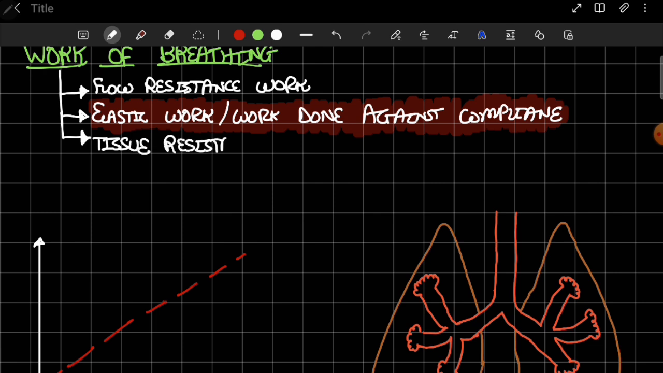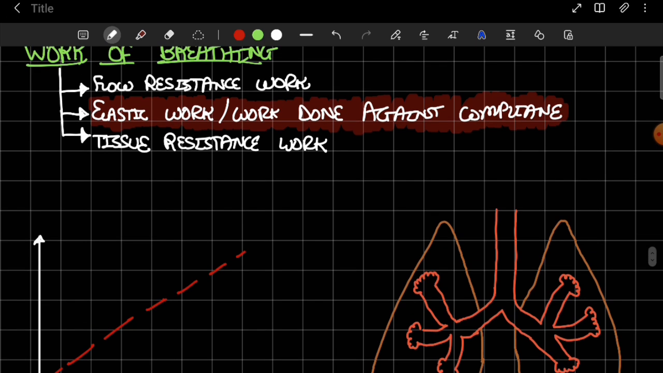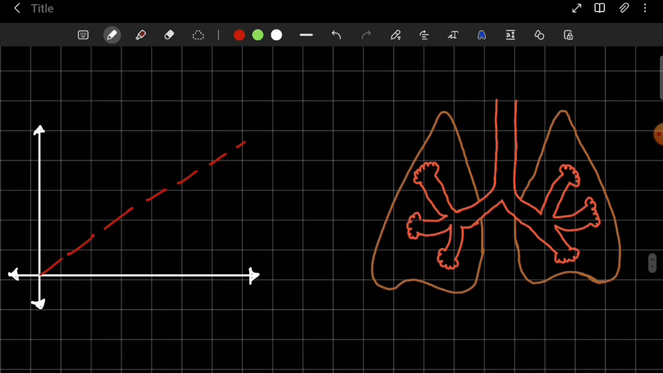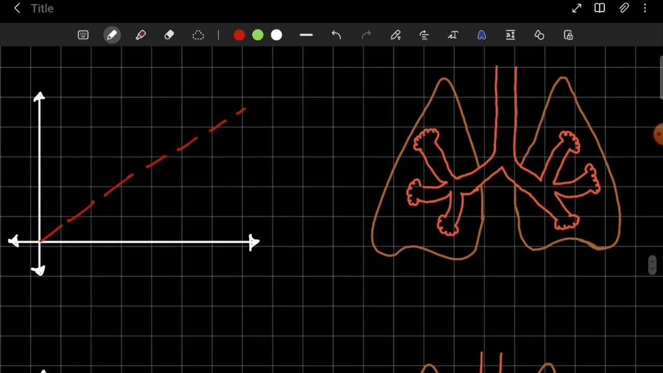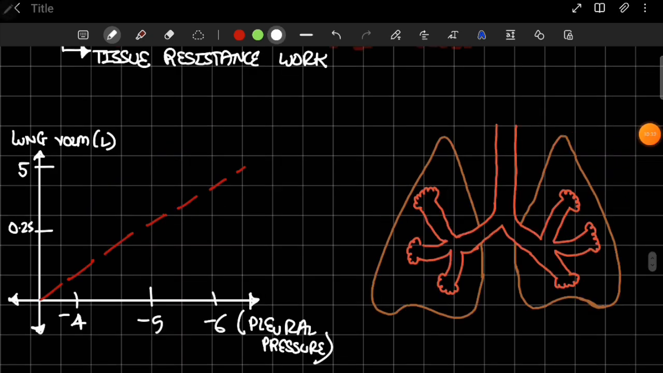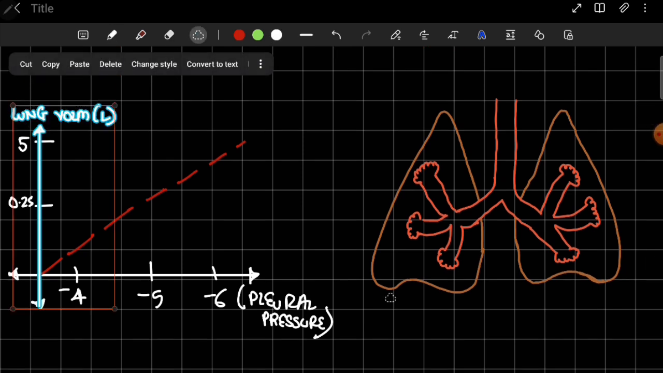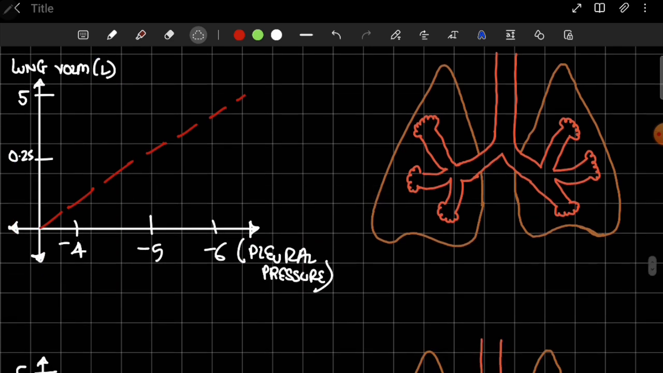Tissue resistance work is kind of negligible, but it should be included. So now we will discuss the work of breathing. Just a second, I will add the units. Okay, now these are the units. On the y-axis we can see the lung volume in liters and the pleural pressure on the x-axis. So these are the values.